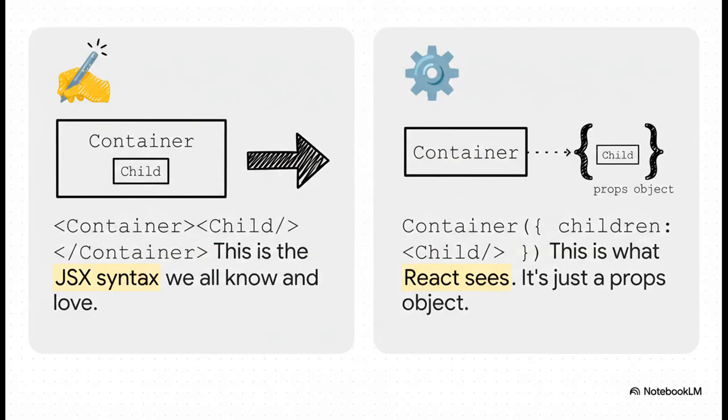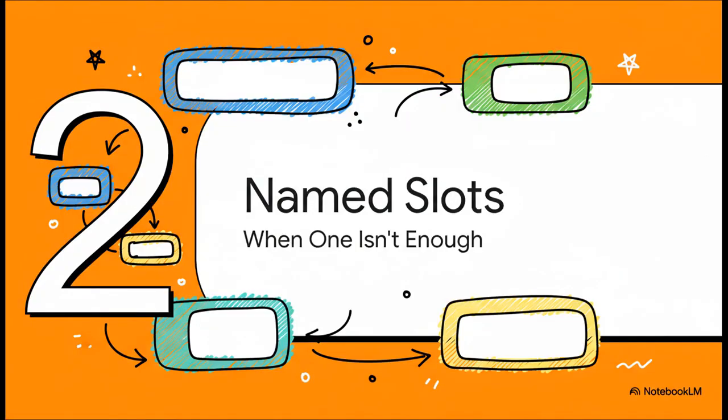And hey, don't just take my word for it. Here's the proof. On the left, you see the familiar JSX syntax we all use every day. But on the right, that's what React is actually seeing under the hood. All that nice nesting is just what we call syntactic sugar for a props object that has a key called children. They're 100% functionally identical. Okay, let's move on to pattern number 2 and see how we can build on this idea.